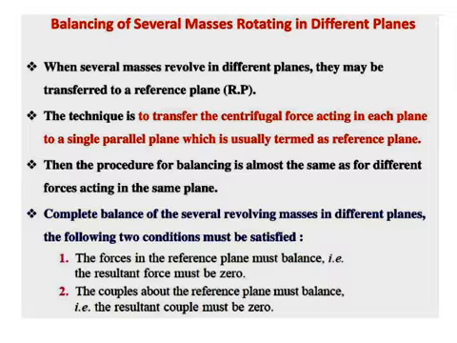For the complete balance of several masses in different planes, two conditions must be satisfied. The forces in the reference plane must be balanced, so the resultant force must be equal to 0. And the second, the couple about the reference plane must be balanced, so the resultant couple must be equal to 0.